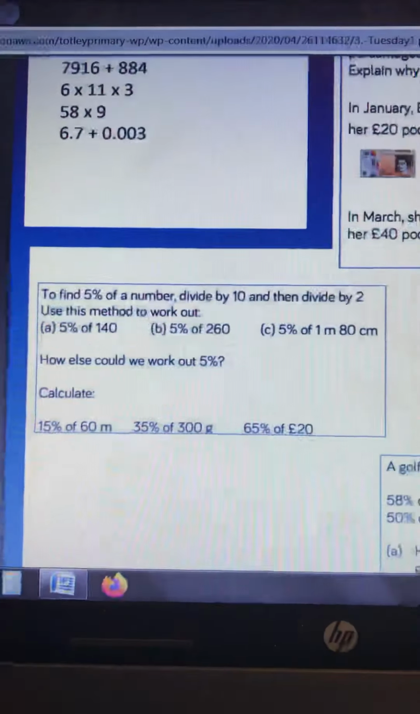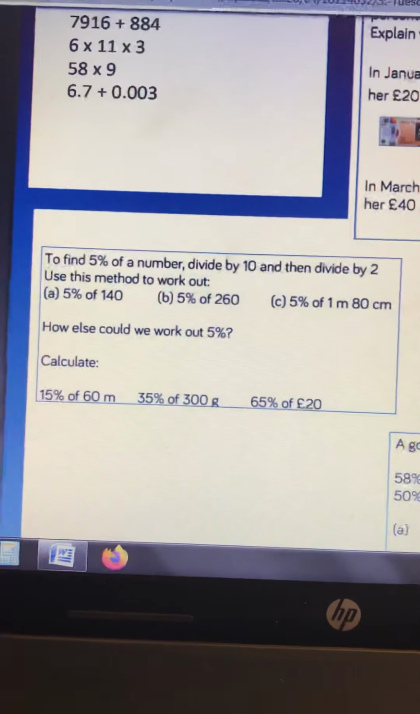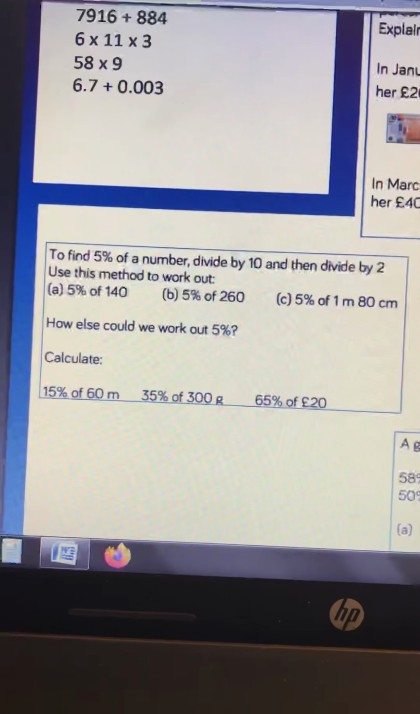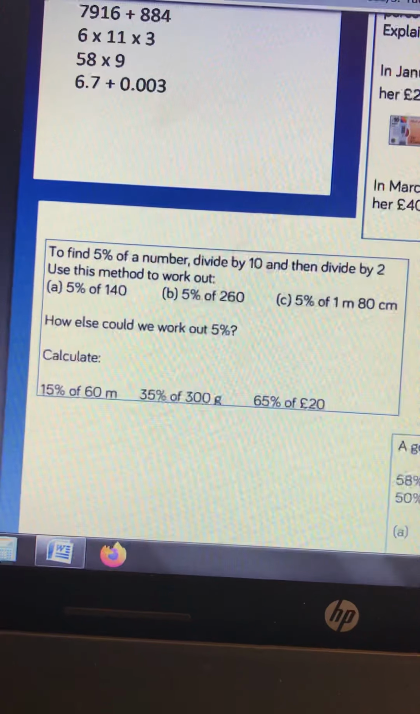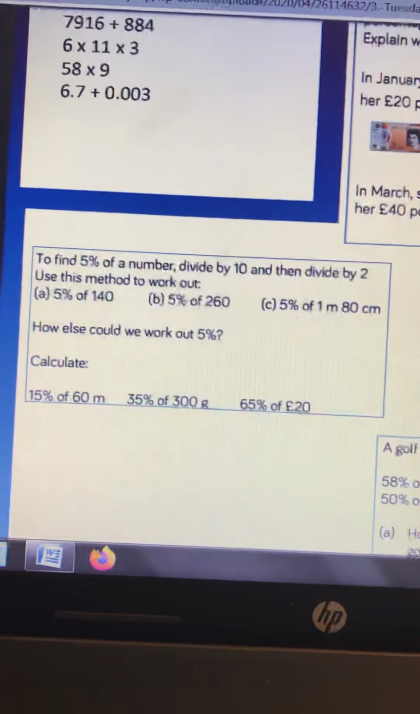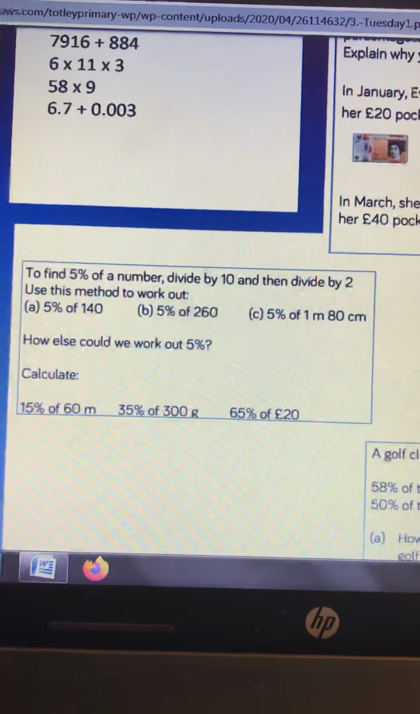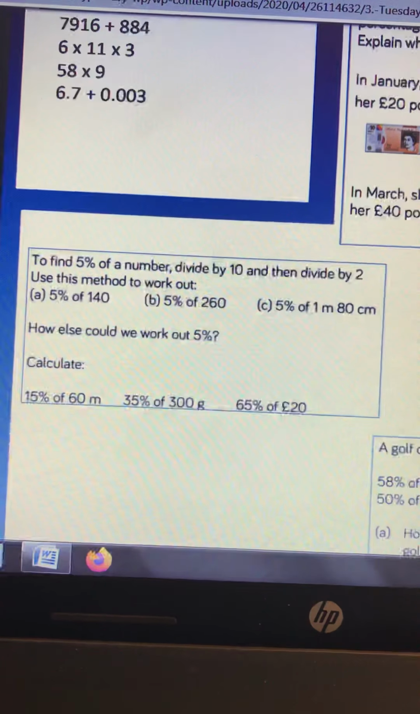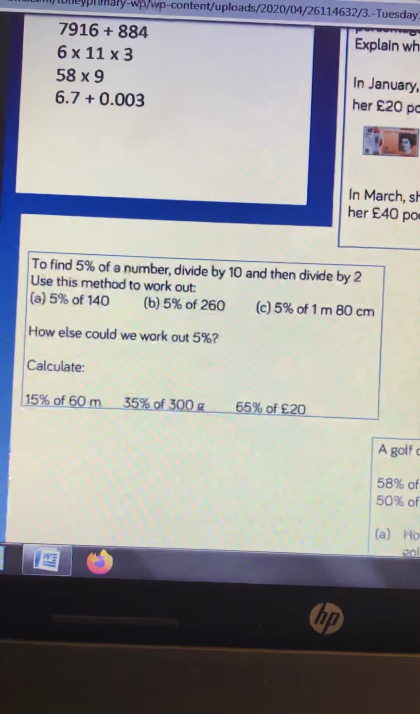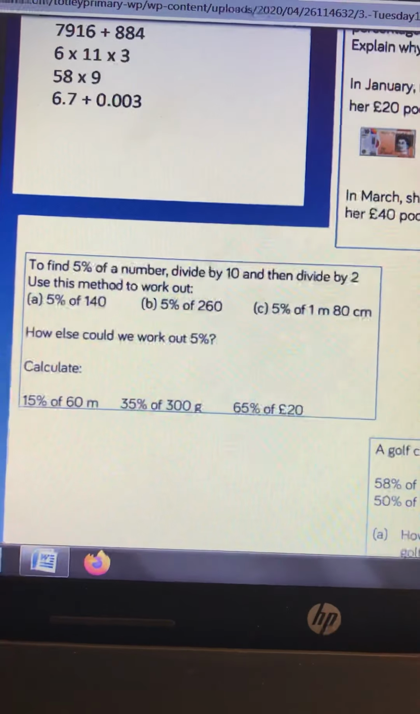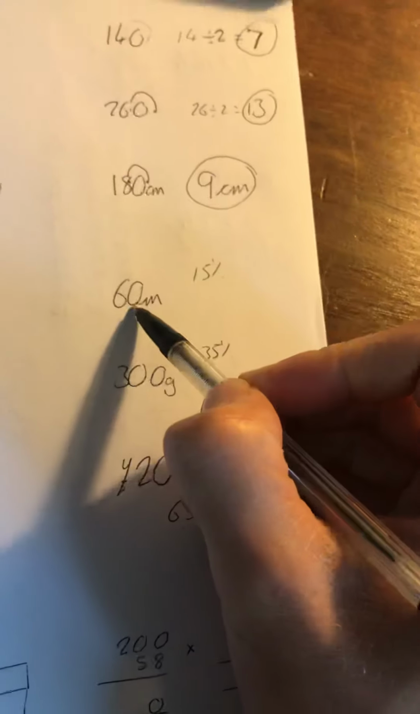How else could we work out 5%? Well, one strategy would be to divide by 100, give us 1%, then times that by 5. We could find 50% by dividing by 2, then divide that by 10, and give us 5%. We're going to use some of those strategies now to calculate 15% of 60 metres, 35% of 300 grams, 65% of 20 pounds.